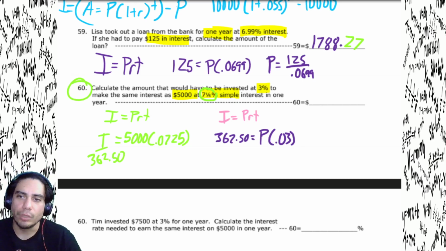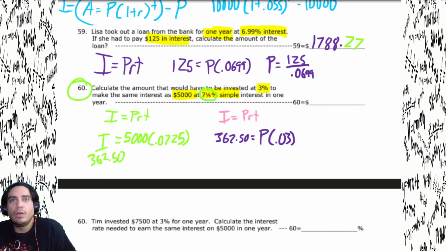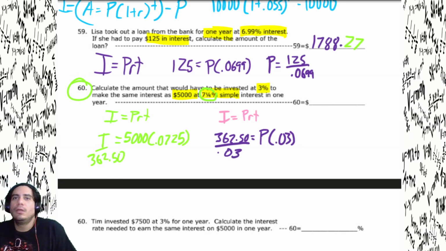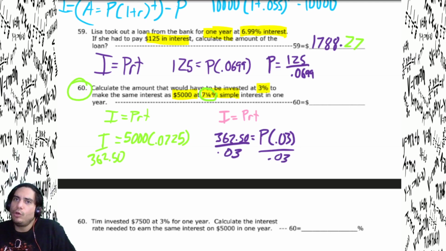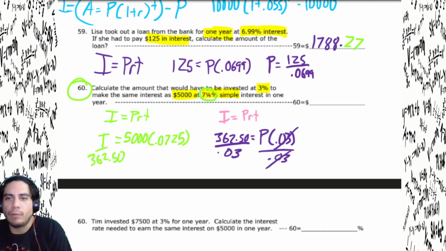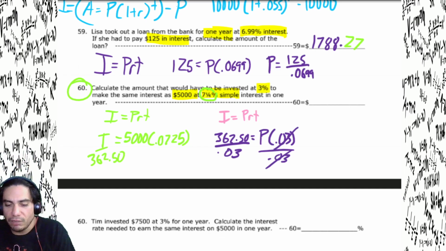So let's go ahead and do it. Well, wait. We've got to cancel. We can't just do it yet. We've got to do the algebra. What we've got to do is divide this side by 0.03, and whatever you do to the right, do to the left. But notice, you just cancel them out. They go away, and that's how we get our P right here. So 362.50, then 0.03, divide.